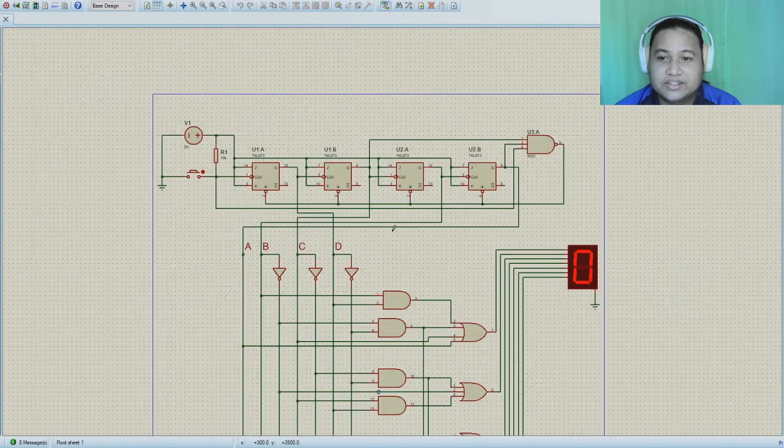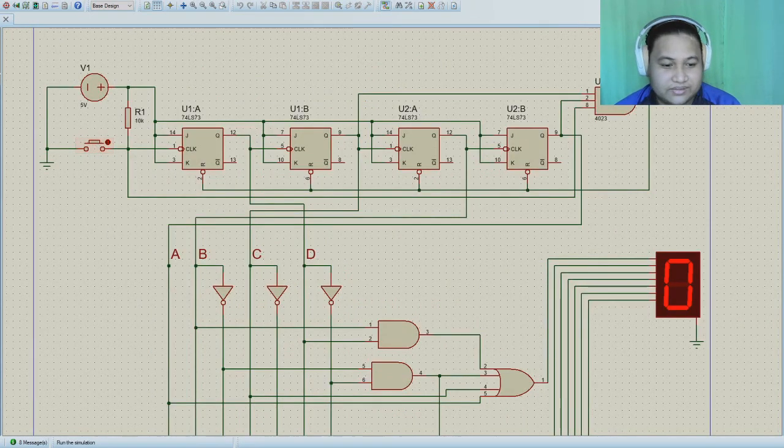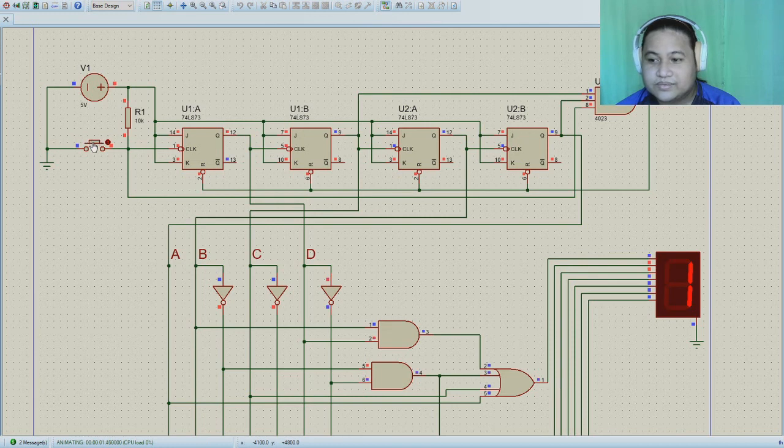So here it goes. This for 1, 2, 3, 4, 5, 6, 7, 8, and 9. So our outputs are correct because the 7 segment shows numbers 0 to 9. So when we click this button, it should reset back to 0. And so it is. So that is how a JK flip-flop works.